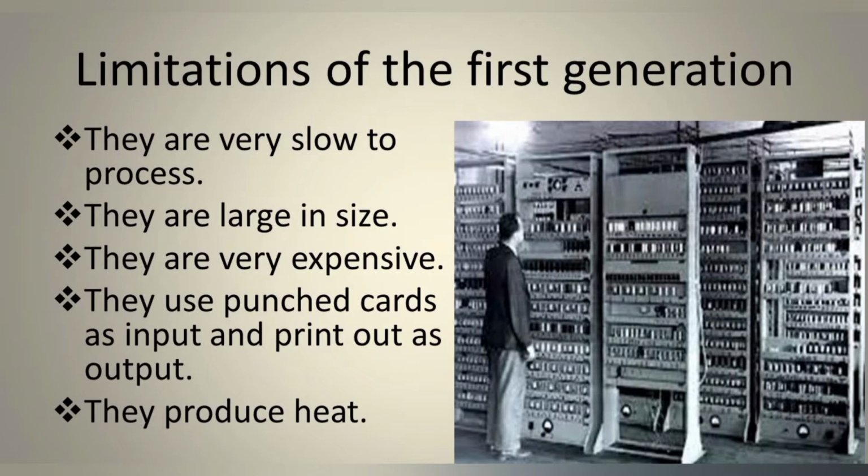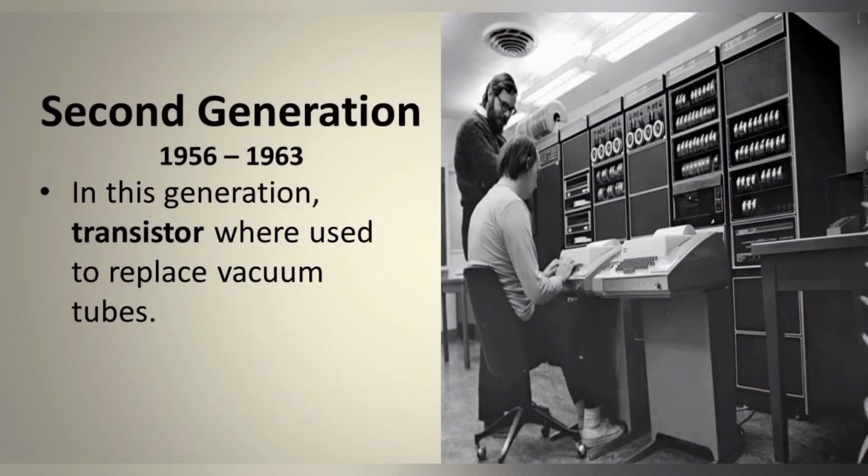Now, examples of these computers are the UNIVAC and the ENIAC, which is Electronic Numeric Integrator and Calculator. And these are the first set of computers that were introduced. Now, the second generation computer brought about the removal of vacuum tubes and the replacement with transistors. Transistors were used in this second generation between 1956 to 1963.